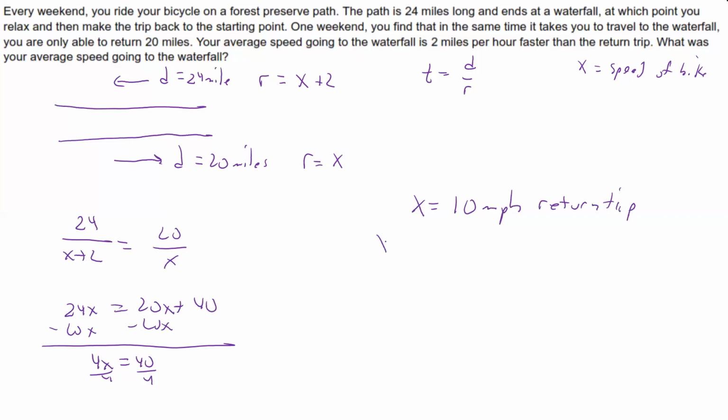But what they're asking for is x plus 2, so that's 12 miles per hour going to the waterfall. So this is the number they're looking for here. So when we solved it, we get that x is equal to 10, but that's the return trip speed. And what they want is the average speed going to the waterfall. So we have to add 2 miles per hour because that was going. And so that was 12 miles per hour going to the waterfall. All right, so let's stop there and come back for some more.